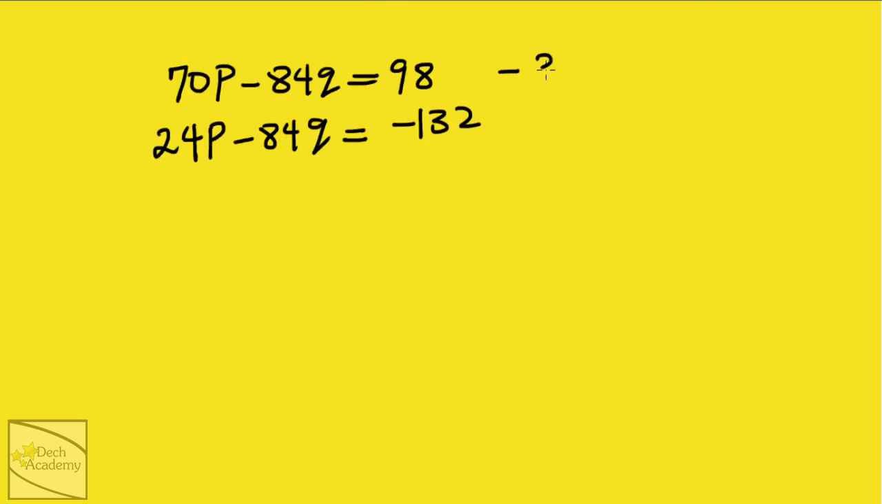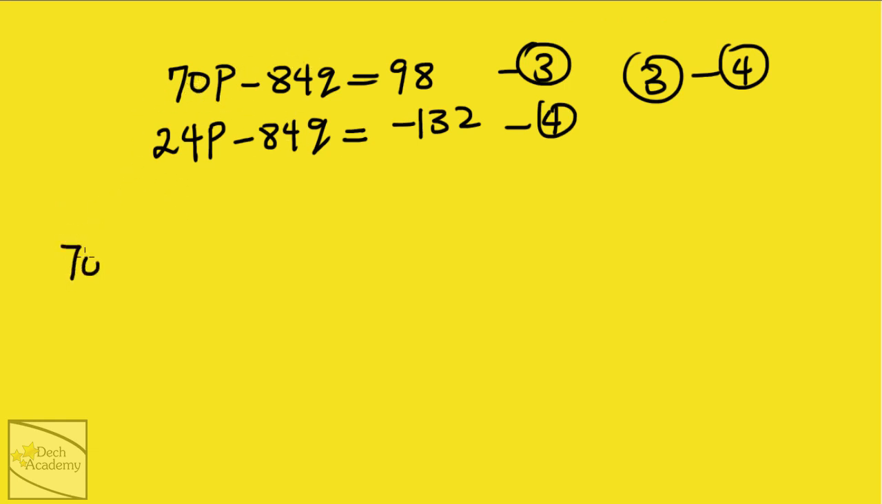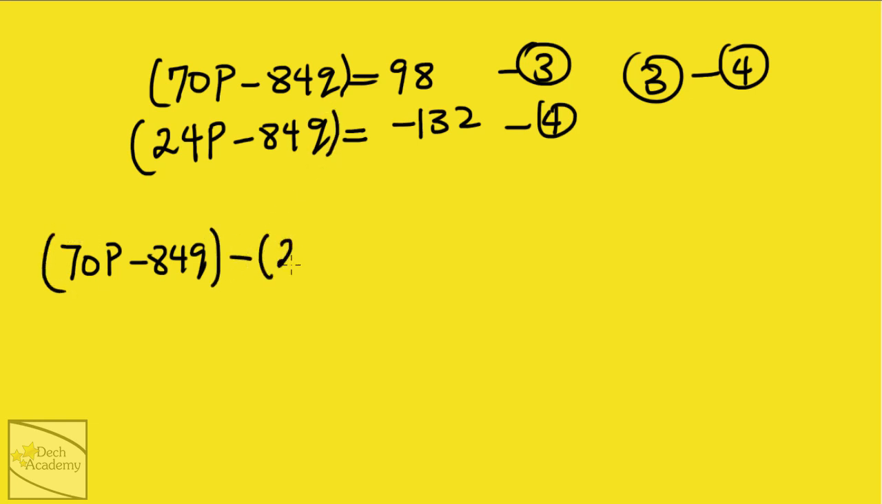So here we have the equations again, equation 3, equation 4, and I'm saying equation 3 minus 4 to eliminate Q. So let's carry out the left-hand side subtraction. So we have 70P minus 84Q as the left-hand side of equation 3 minus the left-hand side of equation 4, 24P minus 84Q. And then the right-hand side is 98 minus 132. Note it is 98 minus 132 because it's equation 3 minus equation 4.